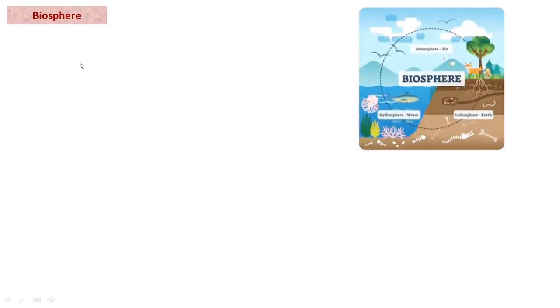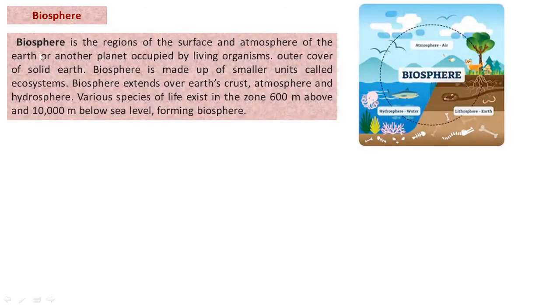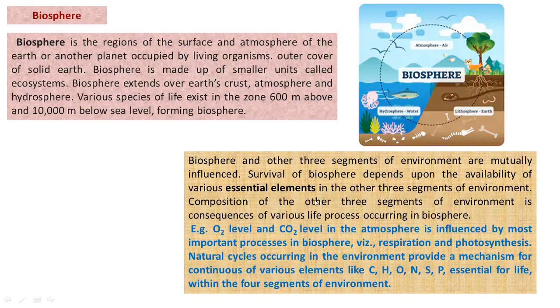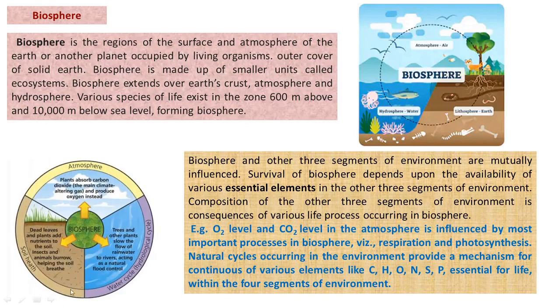Then the biosphere. We already know that the biosphere is nothing but the living things present in the atmosphere, the region where living things are present. This biosphere is generally occupied by living organisms on the outer cover of the earth. The biosphere is made up of smaller units called ecosystems, and generally the biosphere and the other three segments of the environment mutually influence each other.